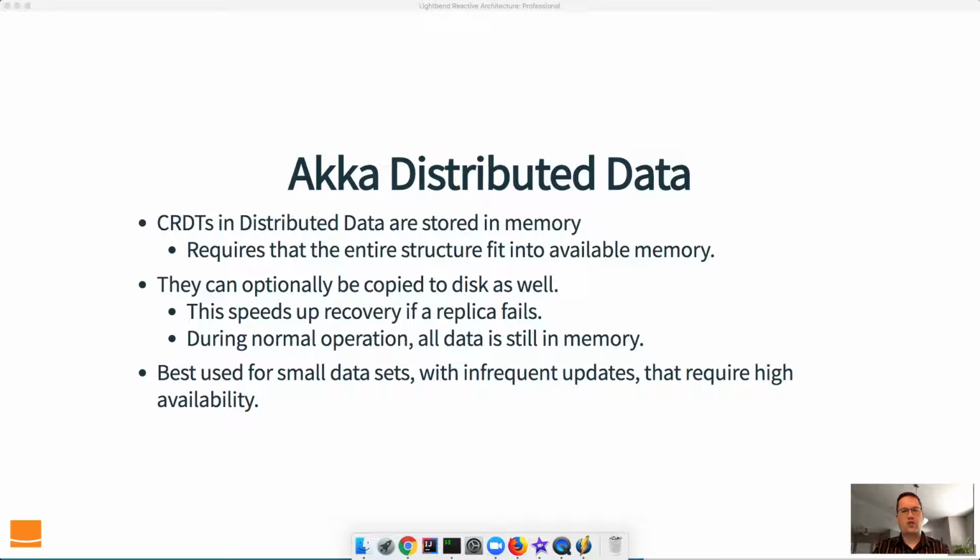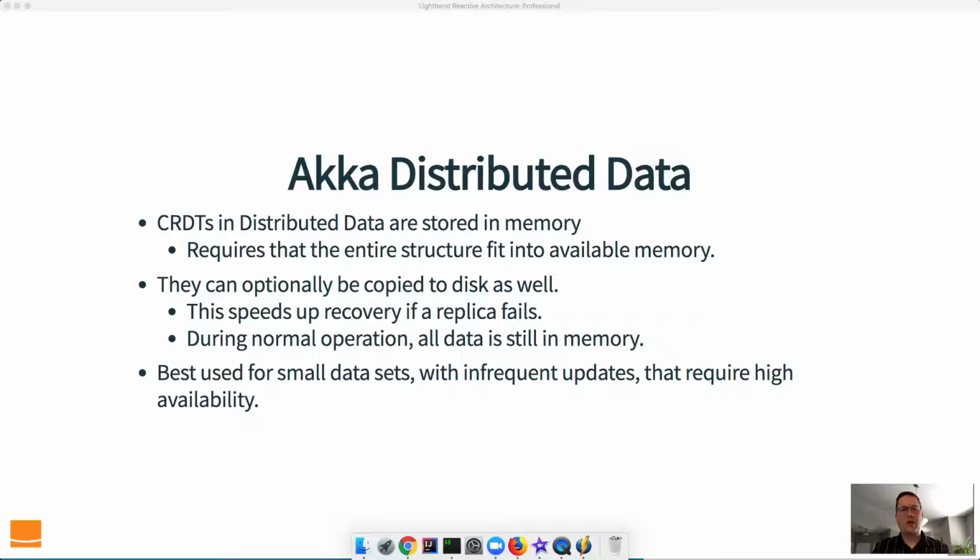So if you have a structure that you are using CRDTs for and it is fairly large and it won't fit into the available memory, then this isn't going to work for you. You have to be able to fit the entire structure in memory. Now, they can be optionally copied to disk. However, the reason that we copy them to disk is to speed up recovery in the case that a replica fails. So if one of the replicas fails, then what we're going to have to do is reestablish that replica, and it's going to need to get its state from somewhere.